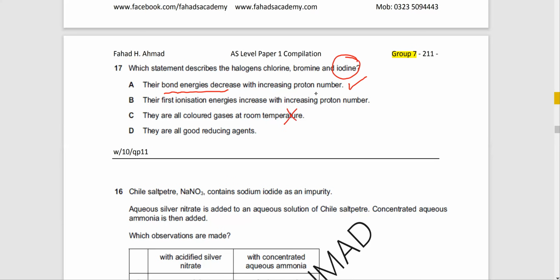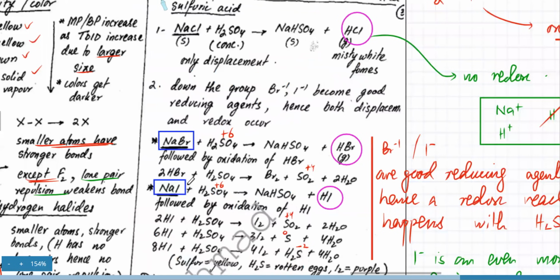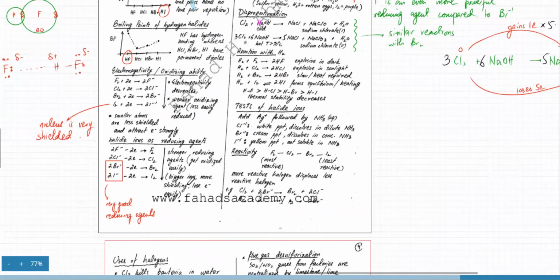So then the ionization increases with increasing proton number. That's incorrect because bigger atoms lose electrons easily, and they're all good reducing agents. The term reducing agent would not be applied to them. The term reducing agent is used for the ions, not for the elements.